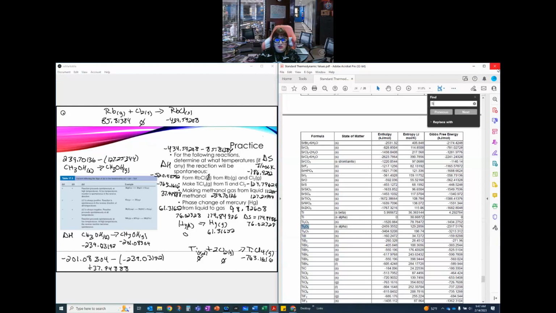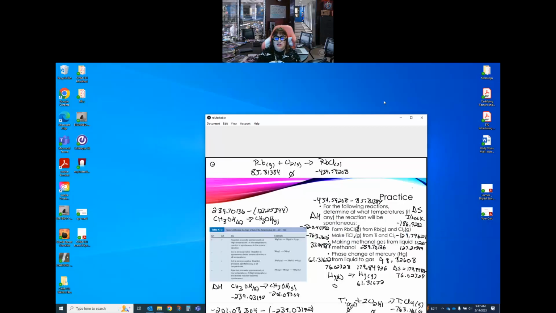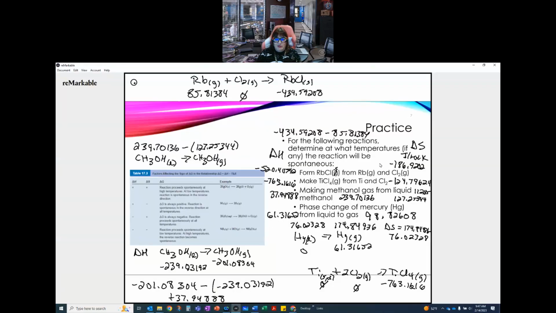I have delta H values. What was I going to do with that? Why did I need all those numbers? It says determine at what temperature, if any, the reaction will be spontaneous. So I want to know at what temperature delta G becomes negative. So I want to calculate where it becomes 0 so that I can see what that looks like.